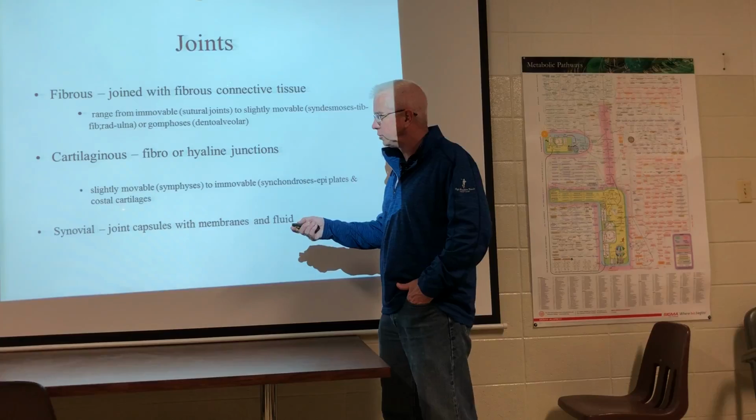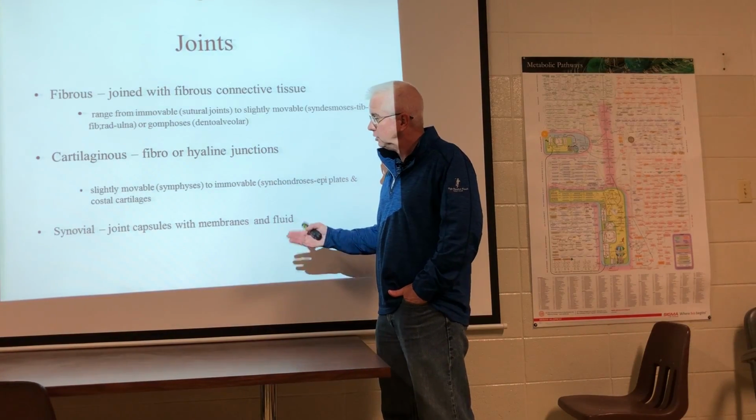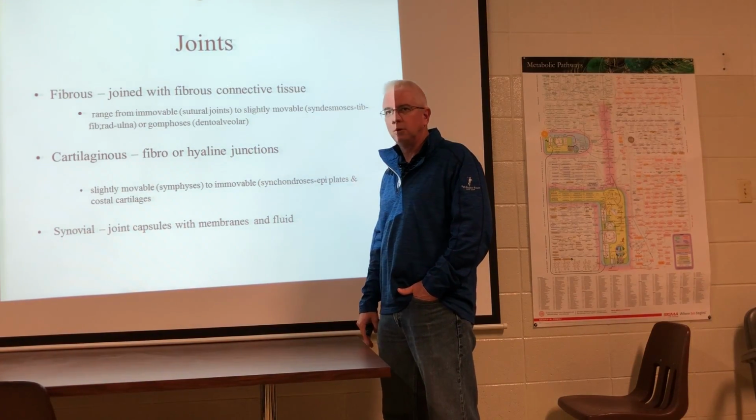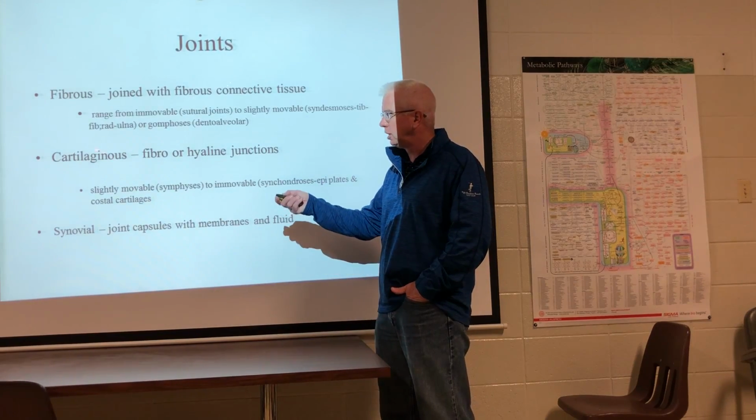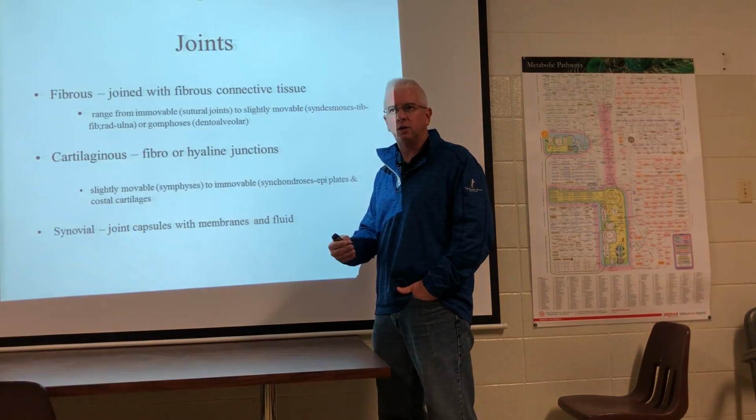Okay, and then the costal cartilages. These are the joints between the ribs and the sternum. We talk about these, right? The first 7 we call true ribs because they have a costal cartilage, a cartilaginous joint directly to the sternum.